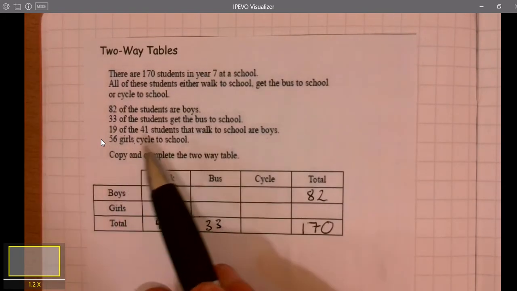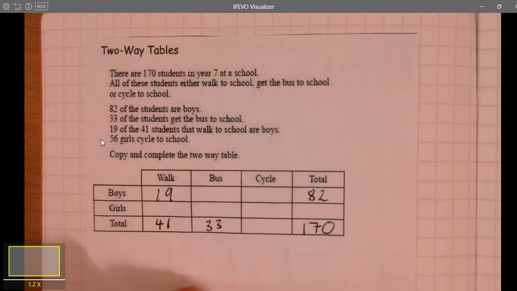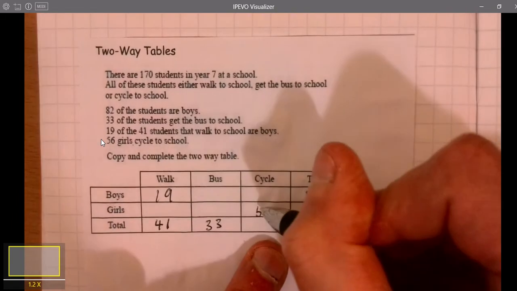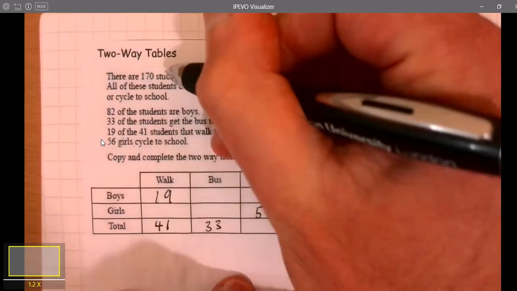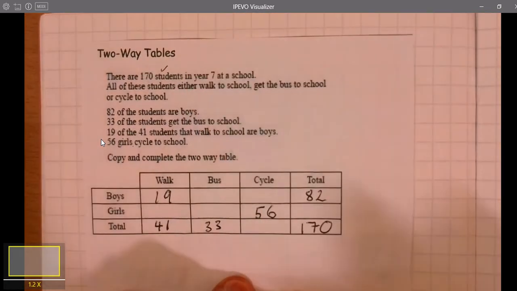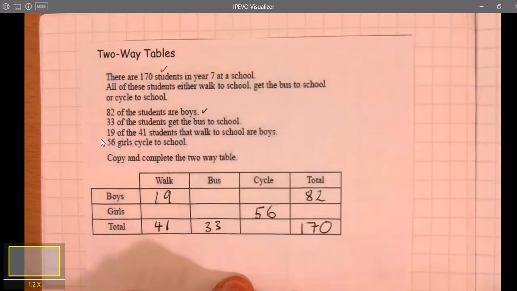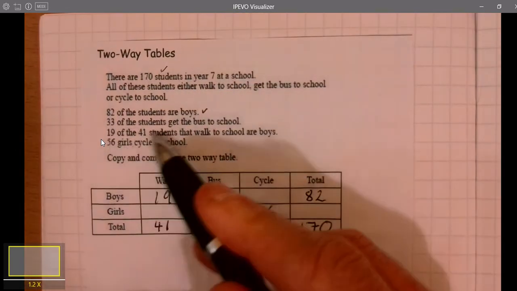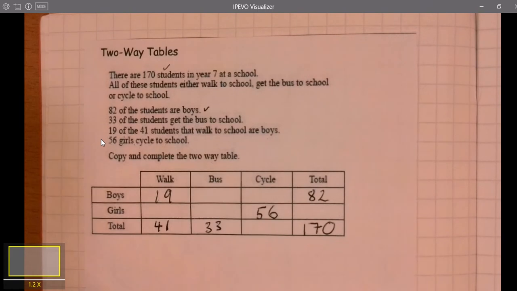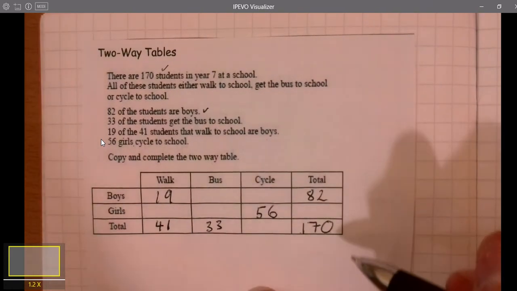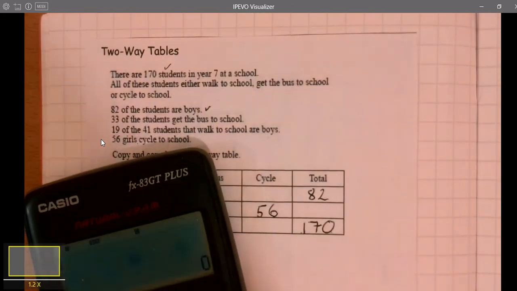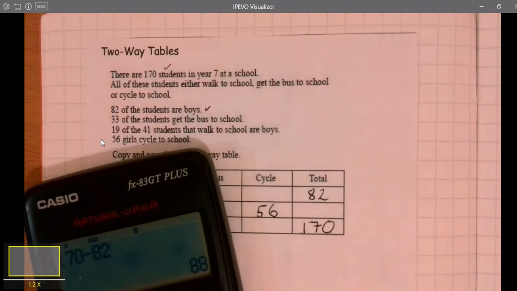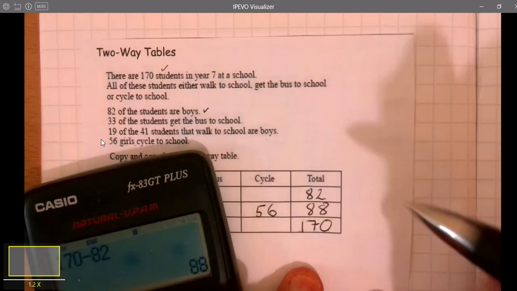56 girls cycle to school. Sometimes it's a good idea to just tick things off as you've done them. So we've got the 82, the 33, the 19. Each number will go in there somewhere. We know that we've got 170 students altogether, 82 are boys. If you want to use your calculator, it's fine. 170 take away 82, there we go, 88. We can just fill out the other numbers now.